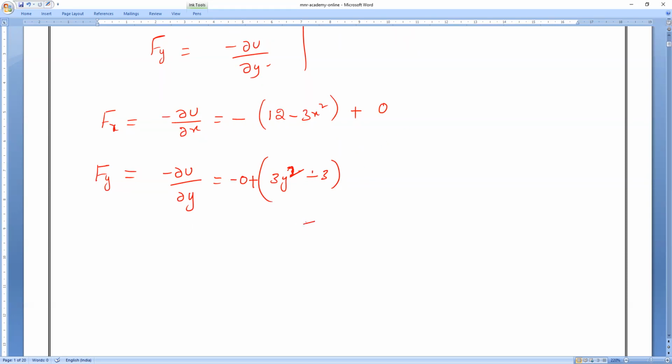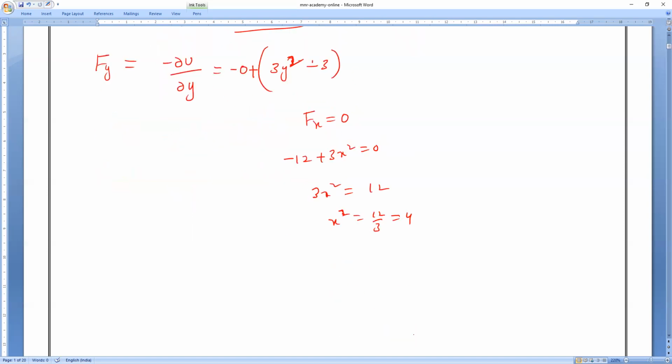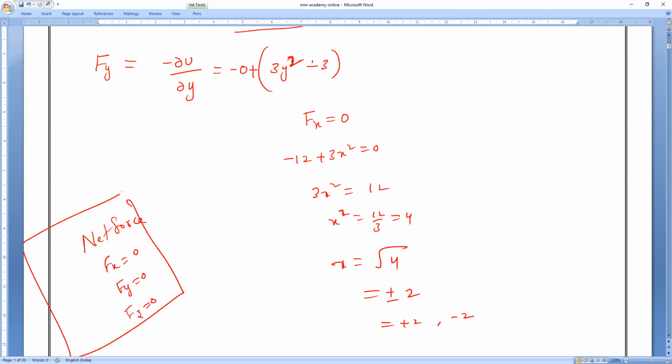Now we all know that at equilibrium the force is equal to 0. First this one becomes minus 12 plus 3x square is equal to 0, the whole being minus. So 3x square is equal to 12, x square is equal to 12 by 3, which is 4. So x is equal to root 4, plus or minus 2. Either plus 2 or minus 2. We all know the net force in the x direction is 0, the y direction is 0, and the z direction is also 0.